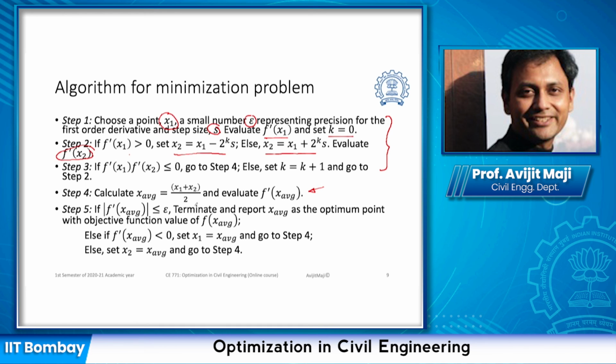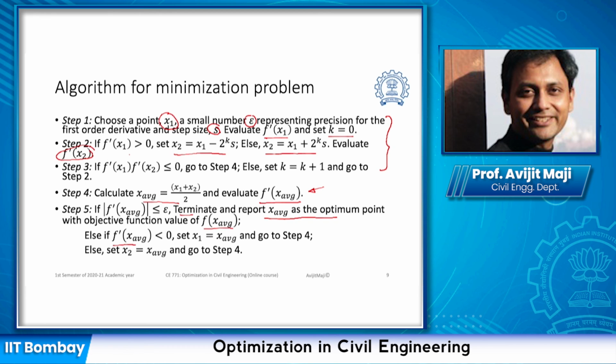In step 4, we are going to find the average point, or the middle point, of the 2 bracketing points, which are x1 and x2. Once we find that, we find the slope at that particular location. If the slope is within the precision limit which we have set, then we terminate and report this new point as the optimum point with the objective function value at this location. If it is not terminated, meaning the slope or the gradient is more than the precision we have set, then we need to see the nature of the slope.